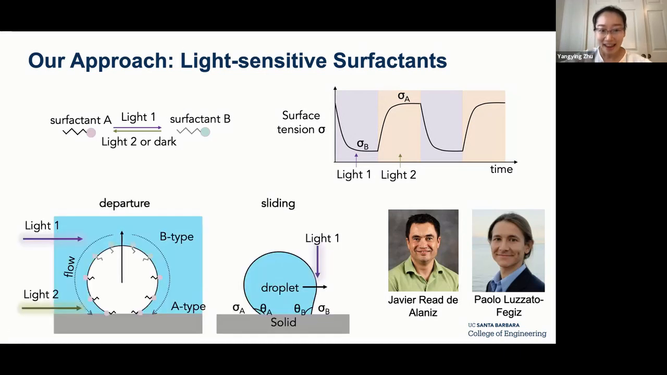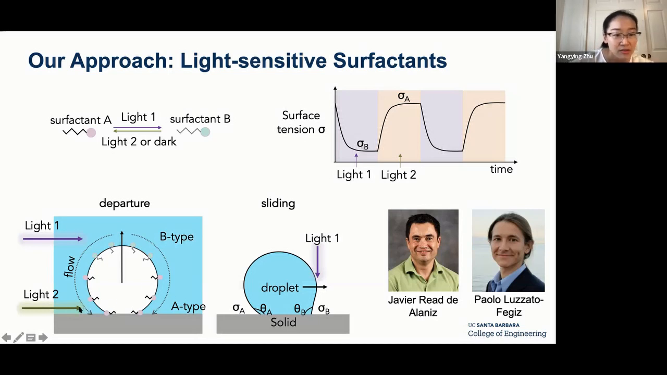This is handy because you can use this phenomenon to do droplet departure or bubble departure, as well as droplet sliding. Or I think it has potential to do digital microfluidics as well. So the mechanism for departure is that, for example, I have a bubble or droplet in another fluid. And I shine light asymmetrically onto one part of the droplet. In this case, if I shine light on the top part of the bubble, my top part is rich in B type surfactant, so you have one surface tension that is sigma B.